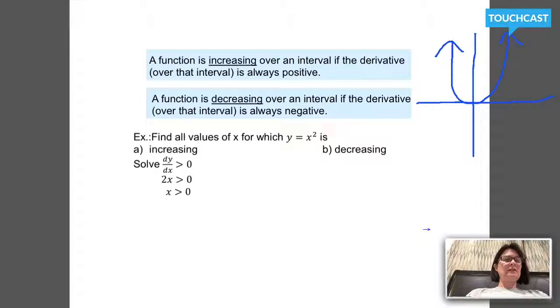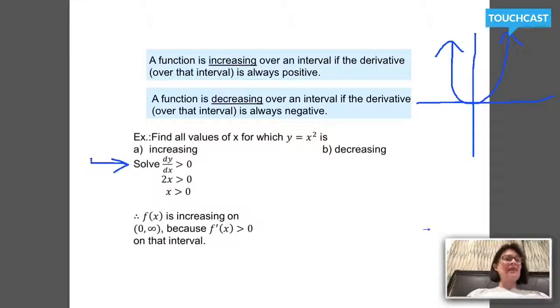So this is my technique. I'm going to solve this inequality, which I hope you will not find distressful. dy dx is greater than 0. The derivative is positive. That's what I want to know. Cool. dy dx in this case is easy. That's 2x. I want 2x to be greater than 0. That's true anytime x is greater than 0. So I'm going to conclude that f of x is increasing on the interval from 0 to infinity.